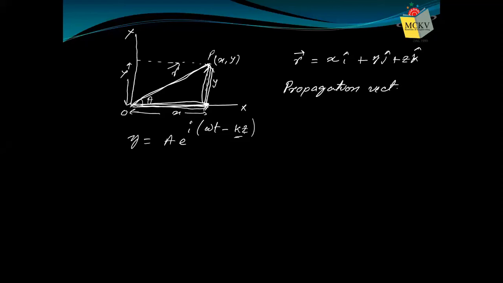Propagation vector. Okay. So this k, as I was saying, is the magnitude of a quantity called propagation vector. We will talk about propagation vector in detail throughout the electromagnetic propagation. So for now, you just understand that this propagation vector is represented by this k vector.